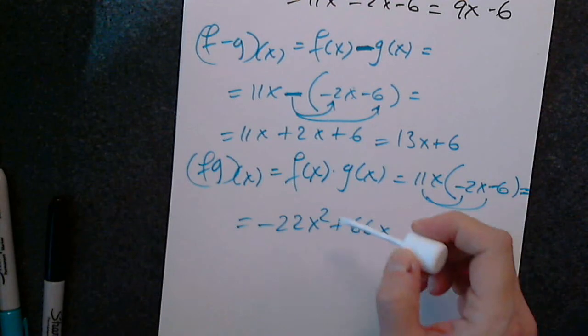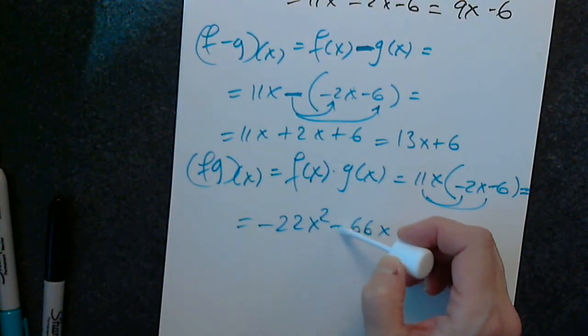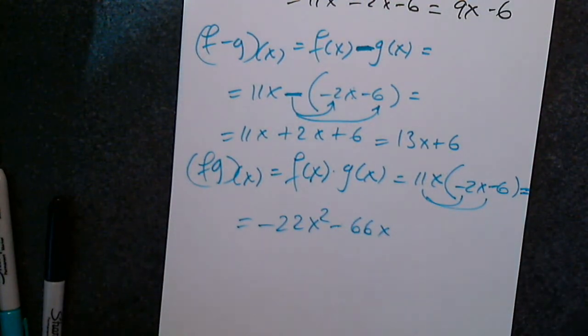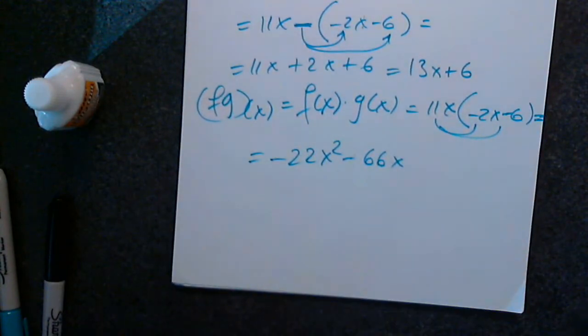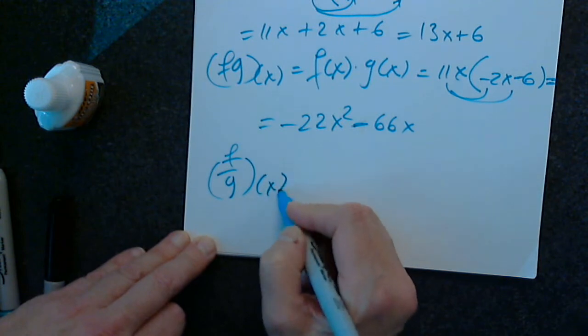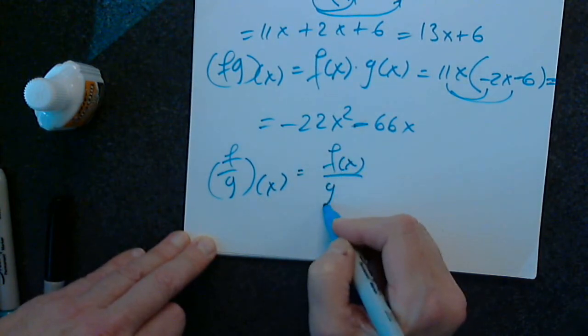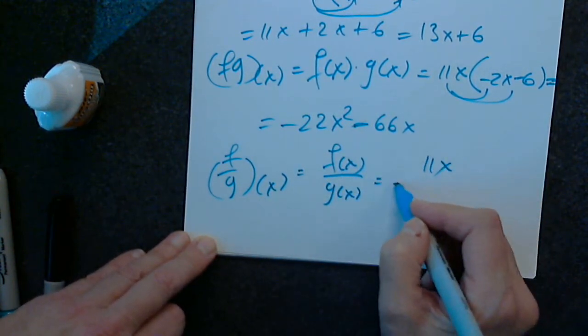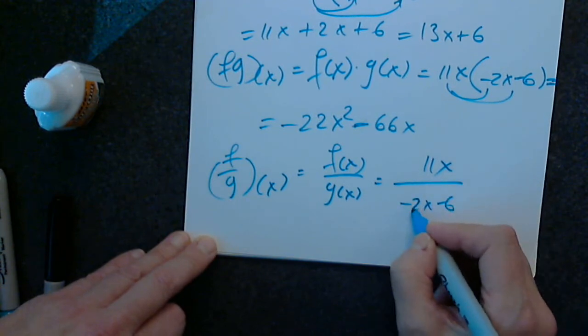I'm distributing positive, so they both stay negative, of course. Okay, now the ratio. f over g of x, by definition, is f of x over g of x. I copy 11x and I copy negative 2x minus 6.